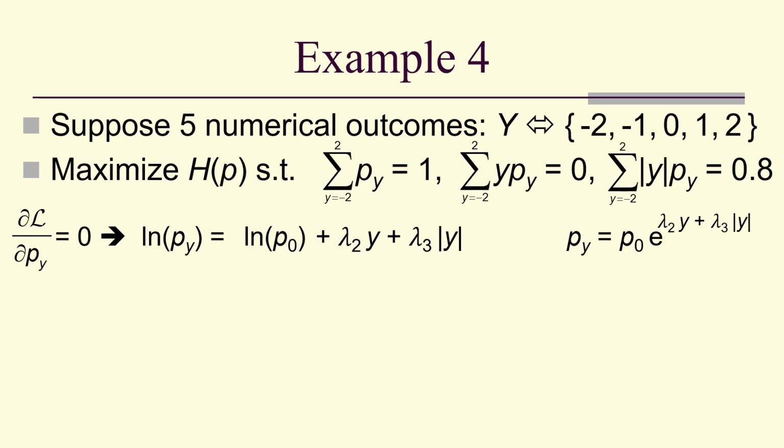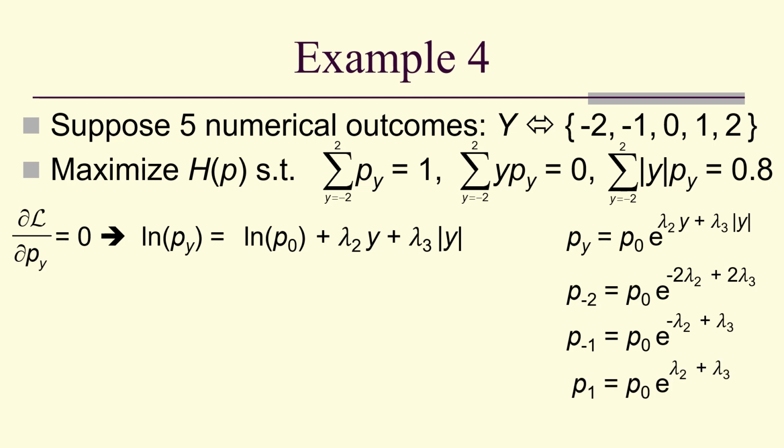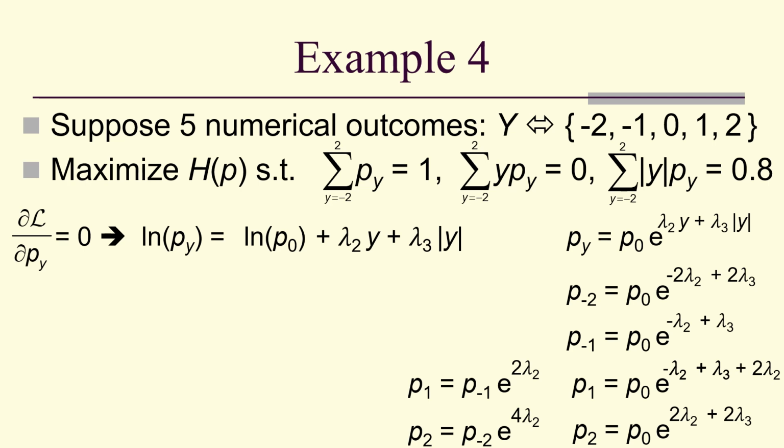So now we can get the other values of y. For y equals negative 2, y equals negative 1. And notice each one of these is p naught times an exponential. Now notice what we can do in p1 is we can add and subtract a lambda 2. And notice that means that the first part, e to the negative lambda 2 plus lambda 3, that's actually p negative 1. So we now know p1 is equal to p negative 1, e to the 2 lambda 2. And likewise, p2 is p negative 2, e to the 4 lambda 2, if you look at what we've done there.